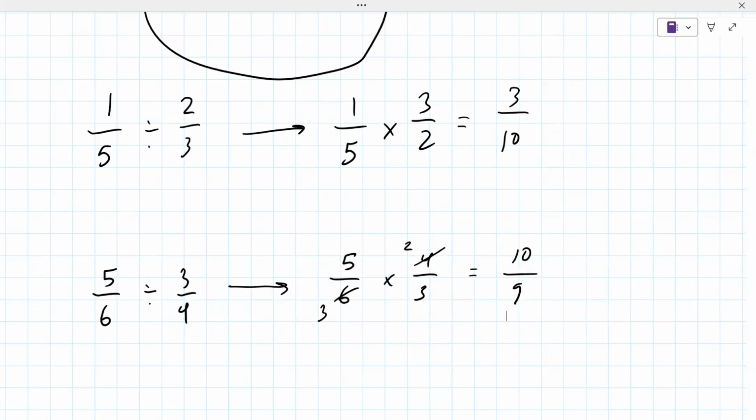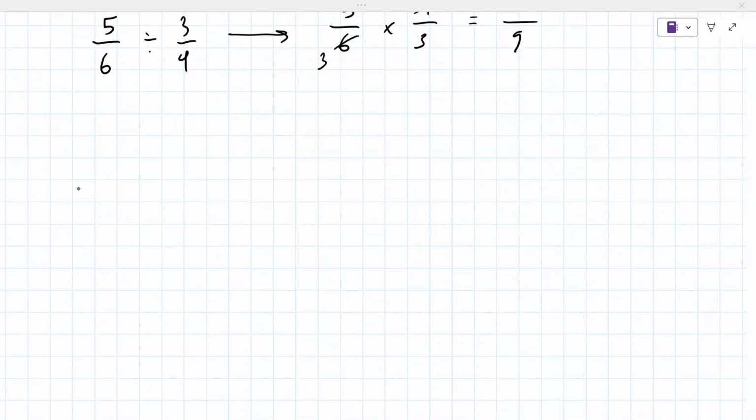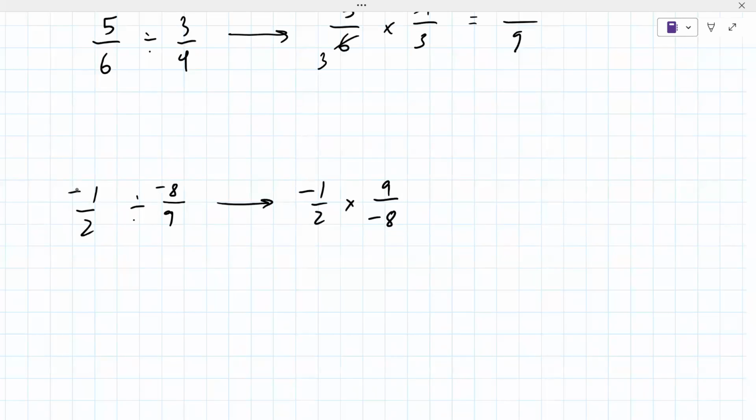Okay. All right, now another thing that could happen here is you can get some fractions like -1/2 divided by -8/9. So this again becomes -1/2 times 9/-8. And so this time there's no pre-reducing, but you still have to deal with the signs. -1 times 9 is -9, 2 times -8 is -16. It becomes 9/16. Okay.